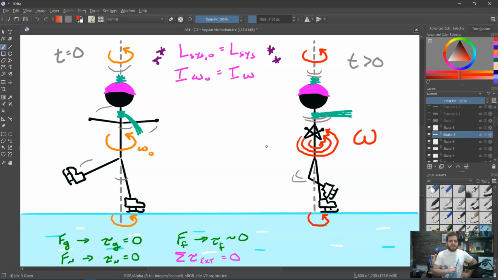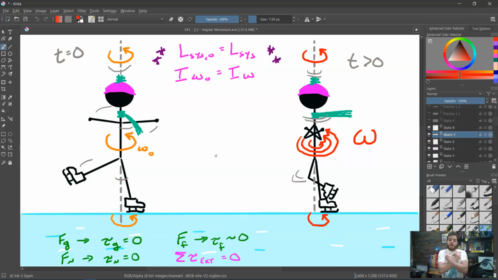Initially, we're rotating slower, and as we pull our arms in, we rotate faster. So there's definitely a change in omega, but is there a change in I? And the answer is yes, because as our arms and legs are extended, more of our mass is further away from our axis of rotation. So we have a pretty big rotational inertia. The mass is more distributed further away from the axis.